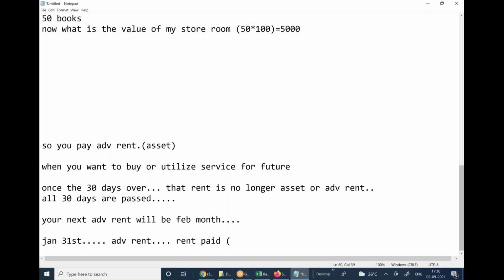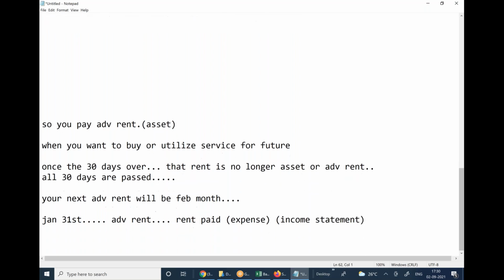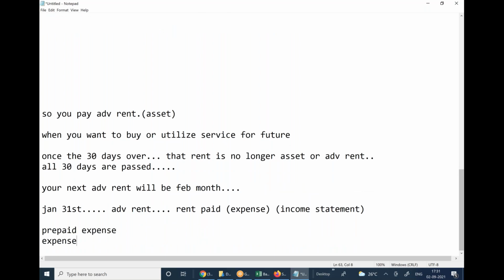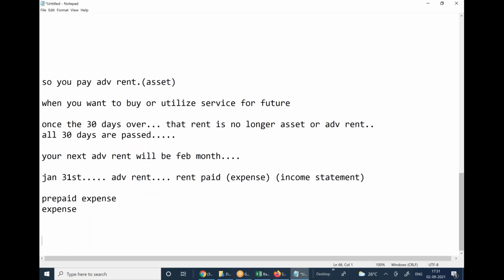The minute it becomes rent paid, it becomes an expense, not an asset. And when it is an expense, it will never be in the balance sheet, it will be in the income statement. So you have to understand when you are doing prepaid expense and when you are doing expense. The minute it's an expense, it goes to the income statement. The minute it's a prepaid expense, it goes to the balance sheet under assets, because you have not yet utilized your service. I hope I made it clear.